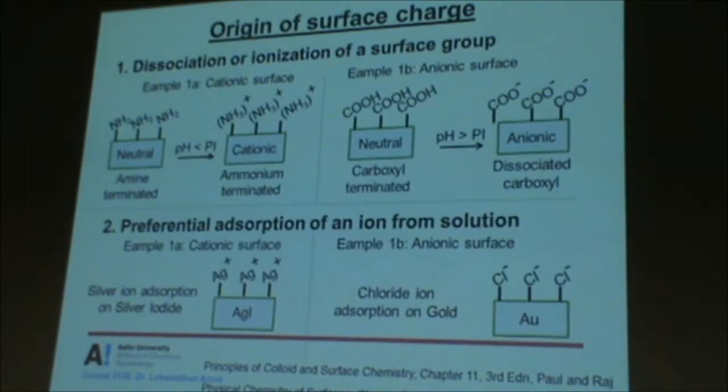The other mechanism by which surfaces gain charge is by selective absorption. For example, if you take a surface that is made of silver iodide, this crystal has the property that it selectively absorbs silver ions. Once the absorption is over, it gains a positive charge. In the case of gold metal, it has the property of absorbing chloride ions, so the surface will gain a negative charge. So these are the two most common mechanisms by which a surface becomes charged.